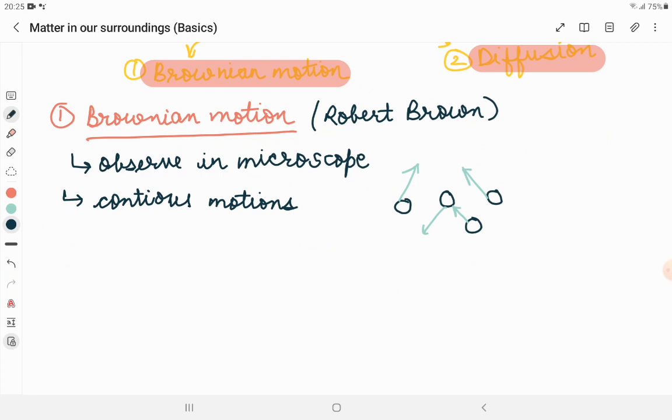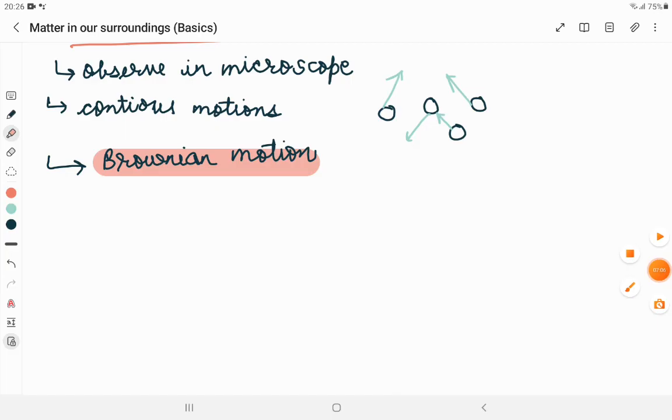So we can say that because of this, it came to be popularly known as the Brownian phenomenon, or the particles are known to show Brownian motion. I have already told you the meaning of Brownian motion: the particles are in continuous motion when we observe them in the microscope.